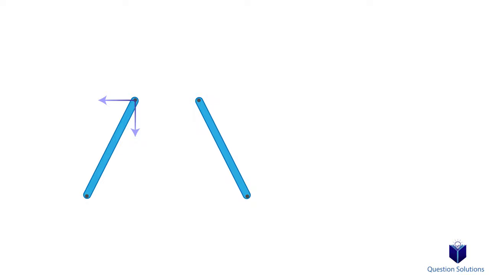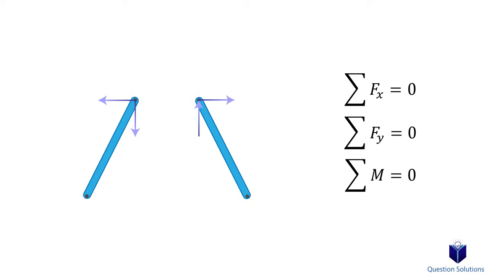Let's say, in this member, we drew our x and y reactions at the pin facing down and to the left. On the other member, at the exact same location, the forces must be opposite to our assumption in the first member. The magnitude is the same, but the direction flips. So now, the x reaction faces right and y reaction faces up. After that, you can write equations of equilibrium or moment equations for each individual member and solve for unknowns.